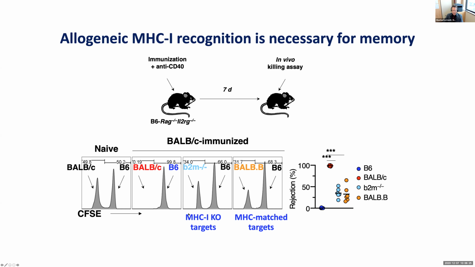And when you transfer class 1 knockout splenocytes, you can see that killing is impaired, and this is reflected here, or quantitated here in the graph. And likewise, using BALB/B targets where the MHC is matched also resulted in less killing of these otherwise allogeneic splenocytes, indicating that class 1 recognition is necessary for memory generation.